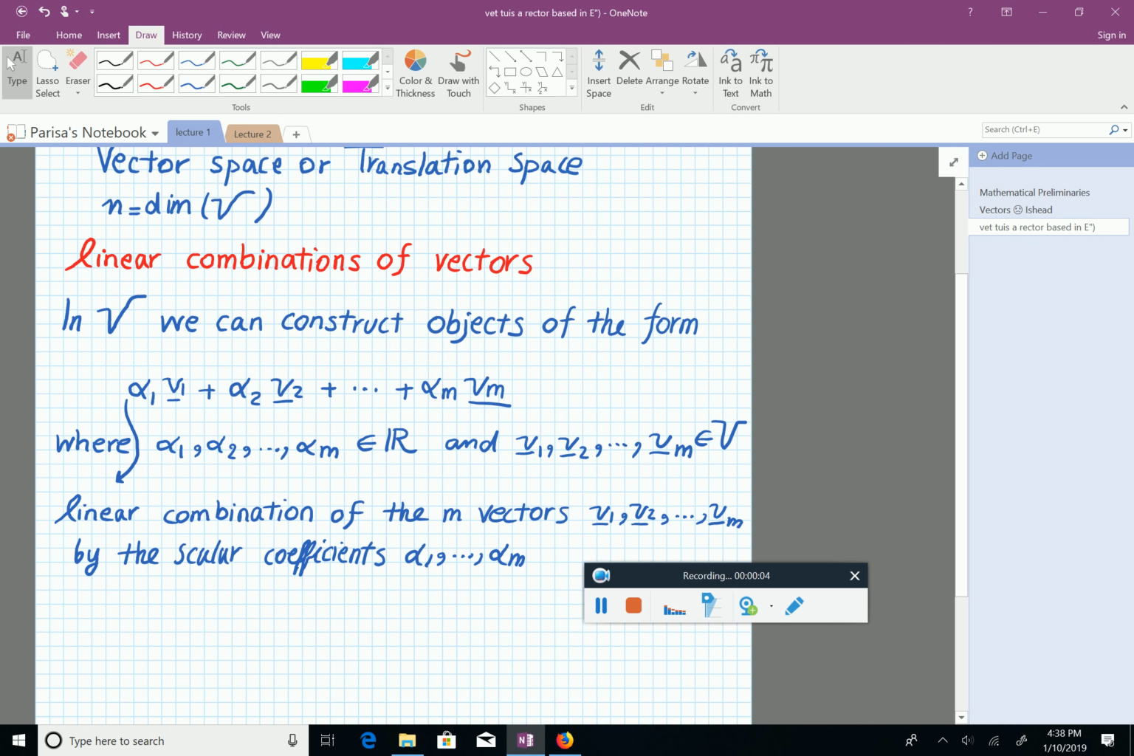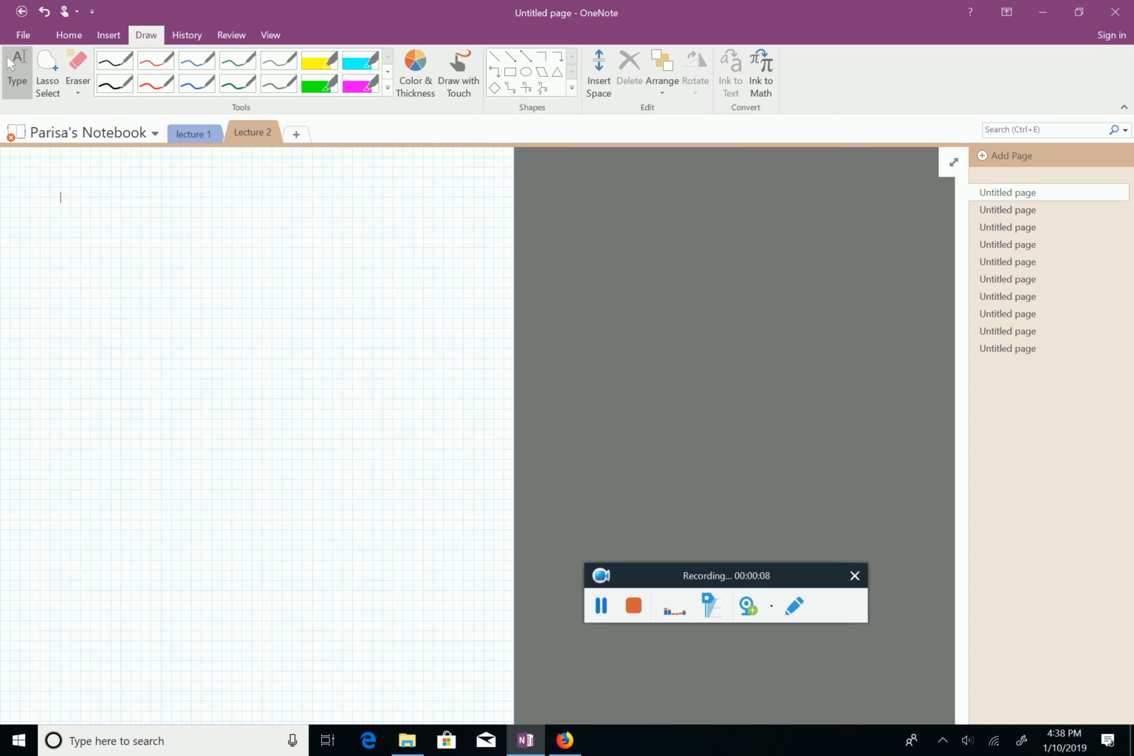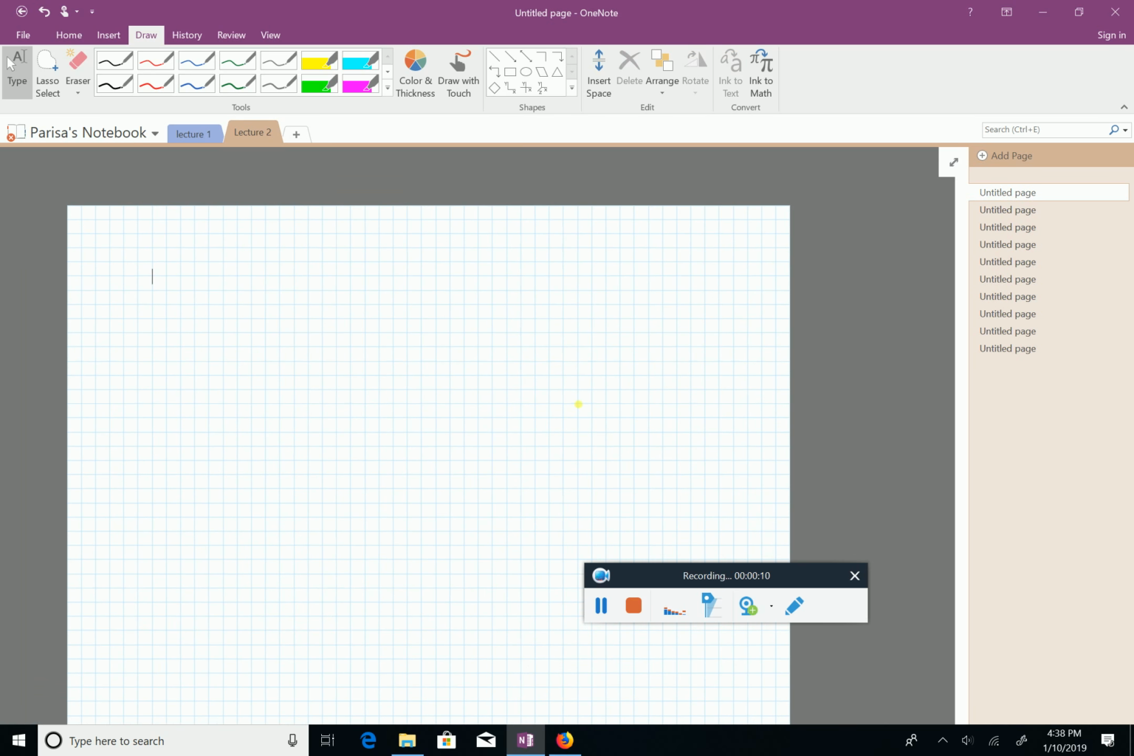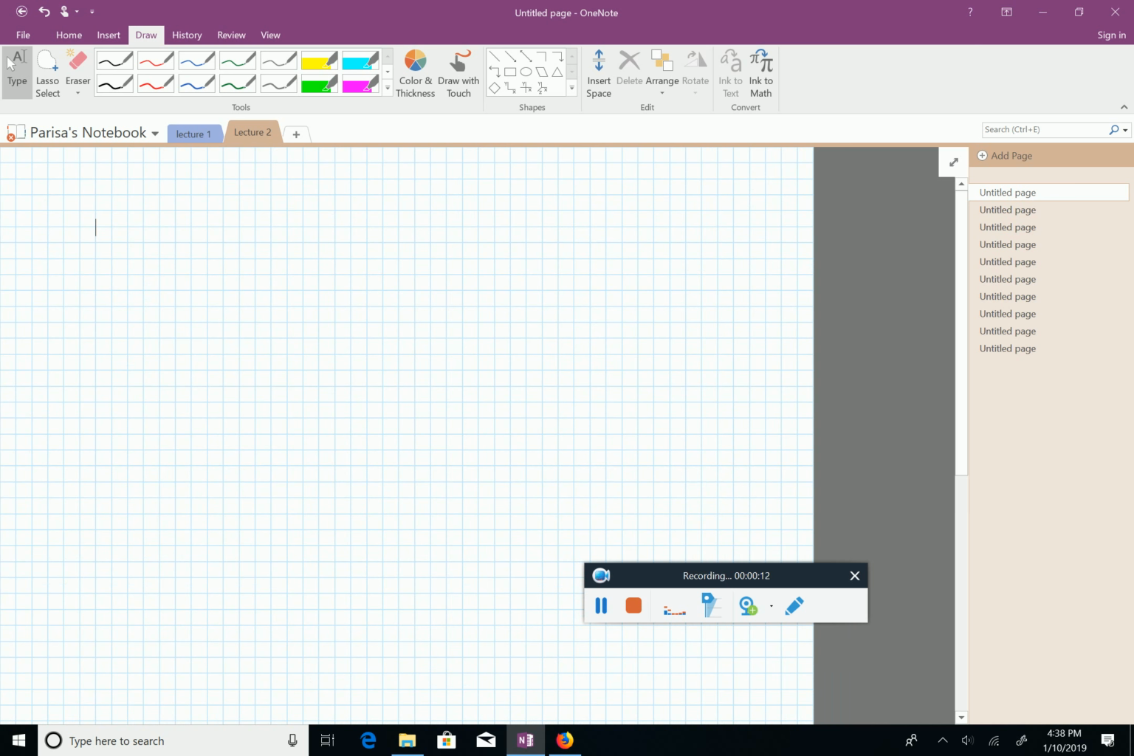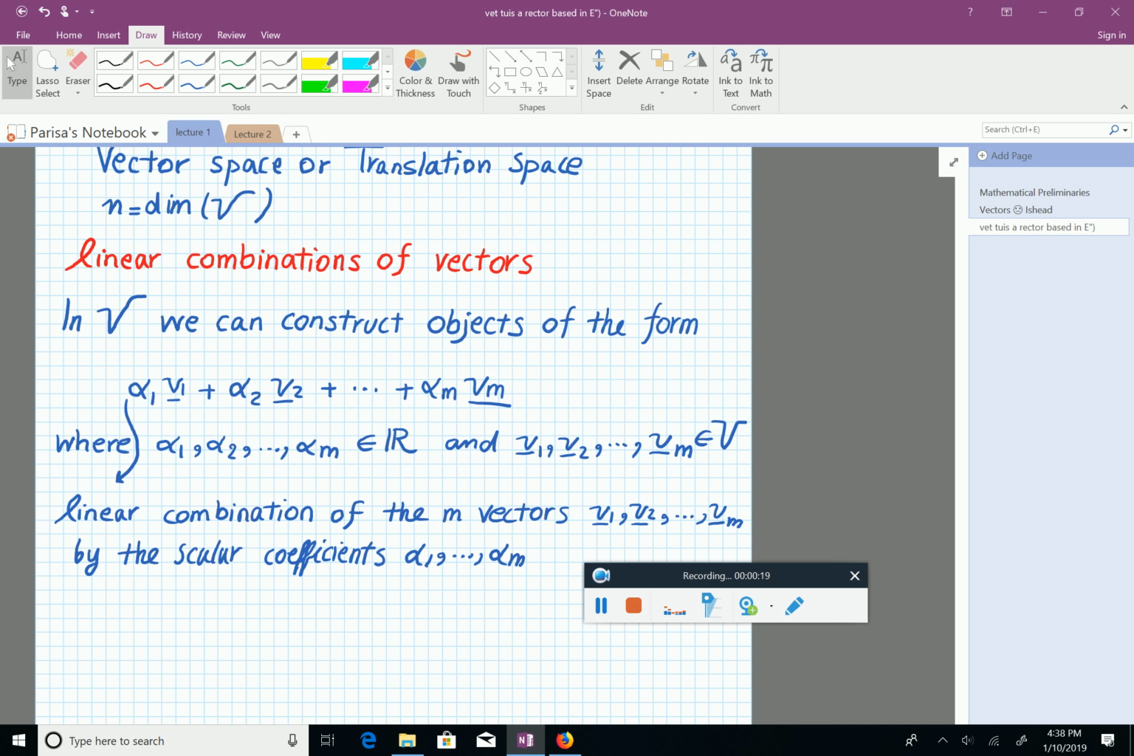Last time we stopped at linear combination of vectors. Why do we need this? Why do we need the linear combination? What's your guess based on the things you already know? Why do you think I introduced linear combination of vectors? Where am I going with it?